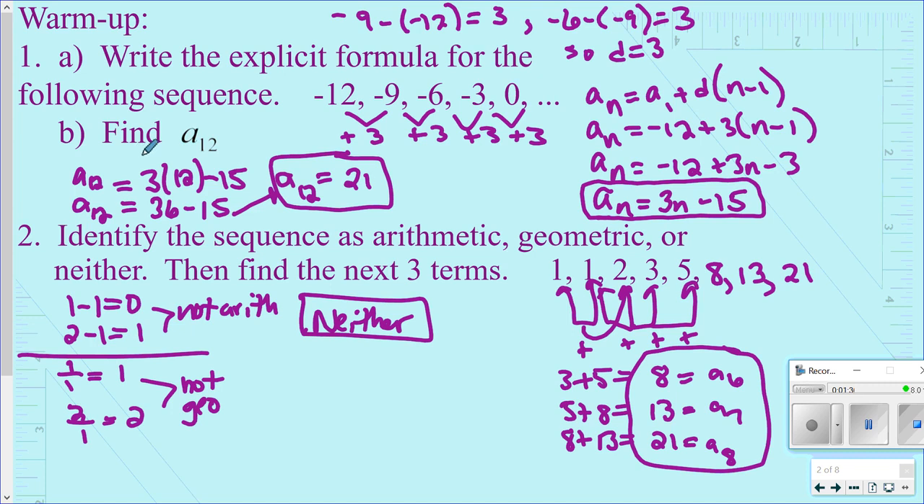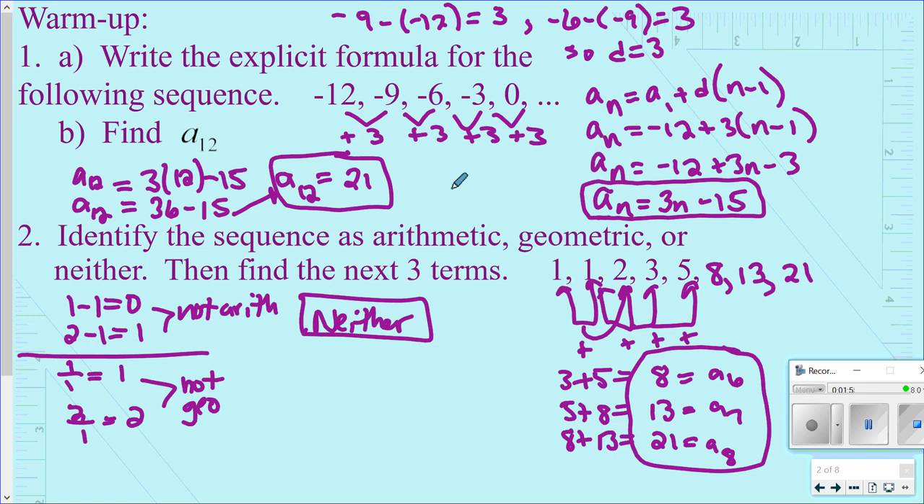So I'm going to use that in part B to find the 12th term by substituting 12 in for n. So a sub 12 is equal to 3 times 12 minus 15. 3 times 12 is 36. 36 minus 15 is 21. So the 12th term of this arithmetic sequence is 21.